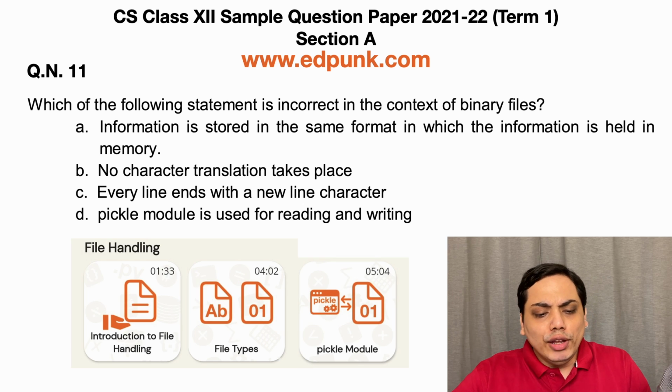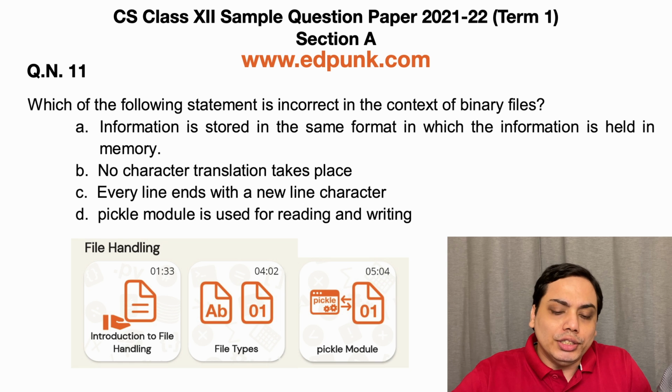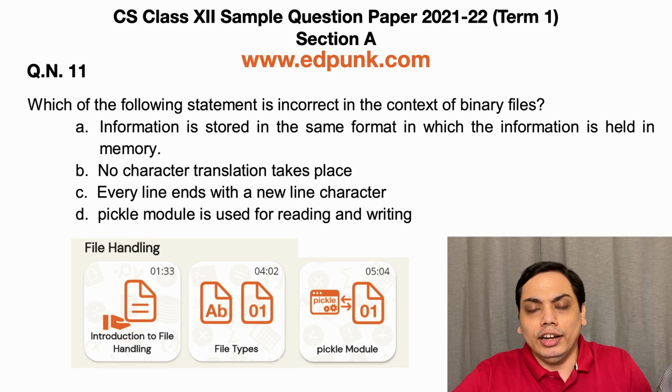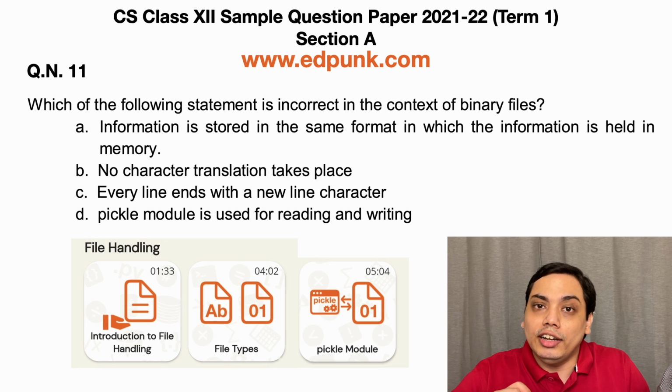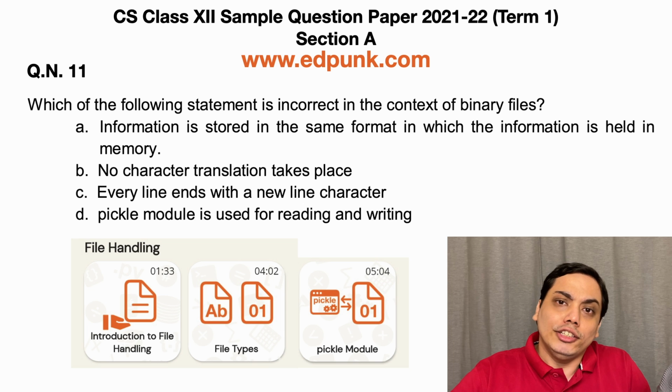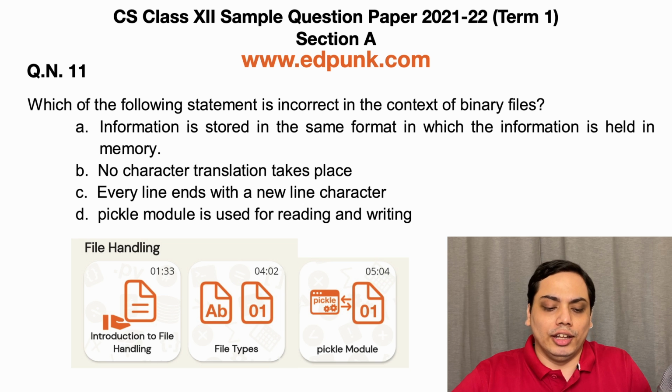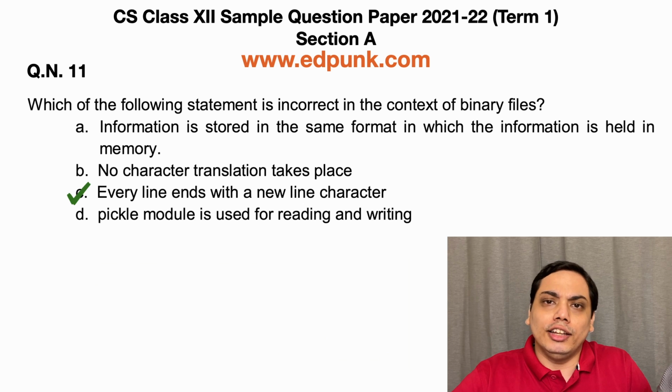Now, if we go through the options, option C is actually incorrect as the line ends with a new line character, which is an ASCII character in a text file. In binary files, information is stored in the form of bytes. So, the correct answer is option C, which is every line ends with a new line character, which does not happen in a binary file.